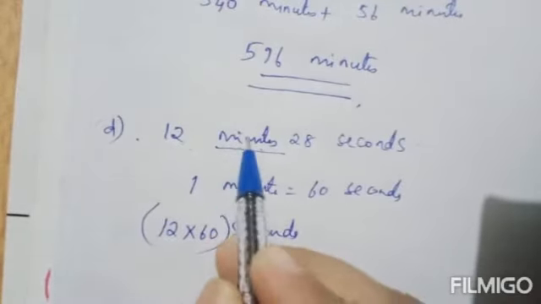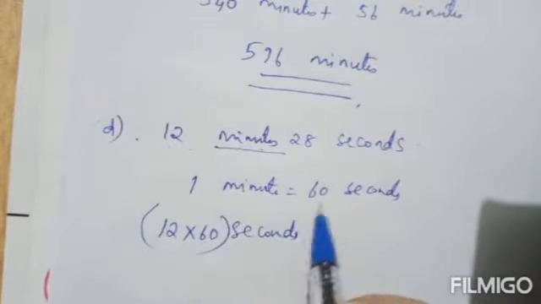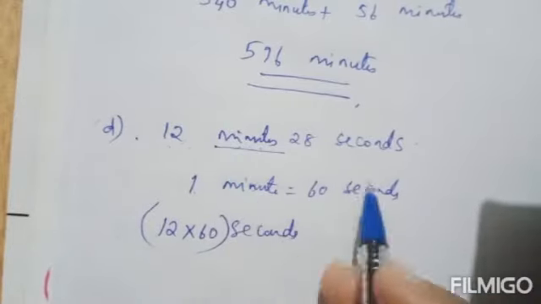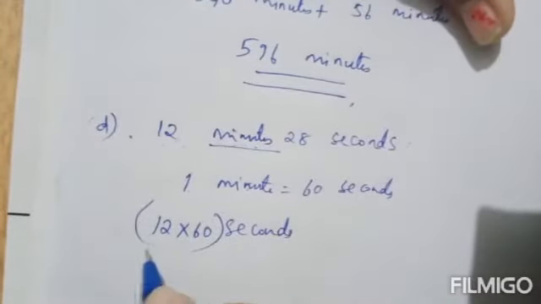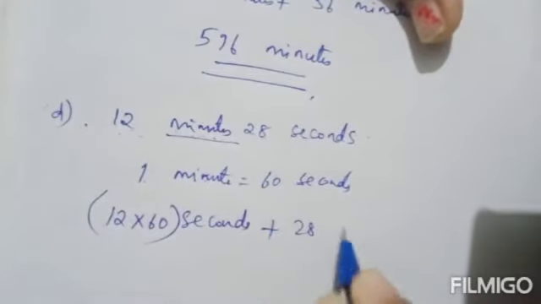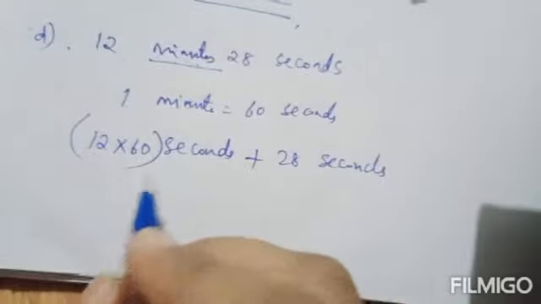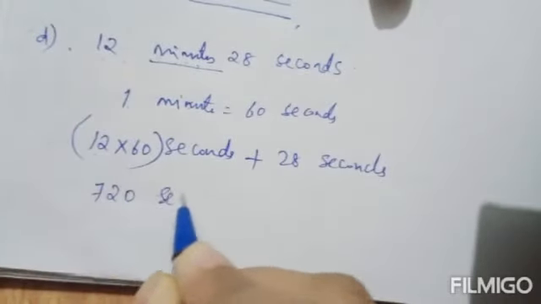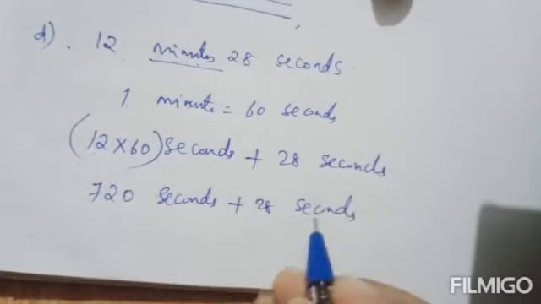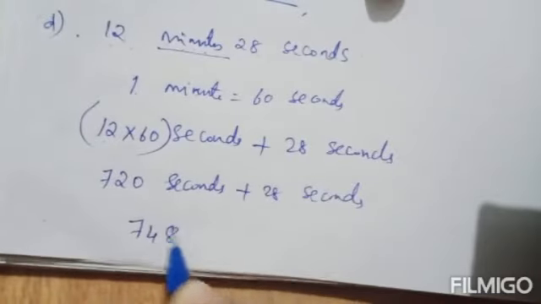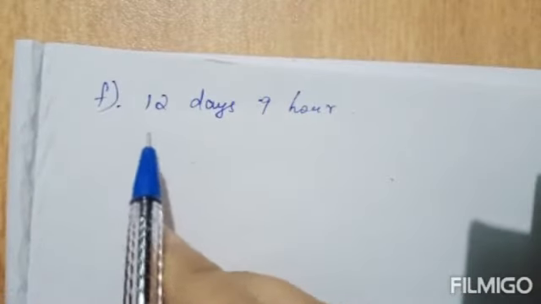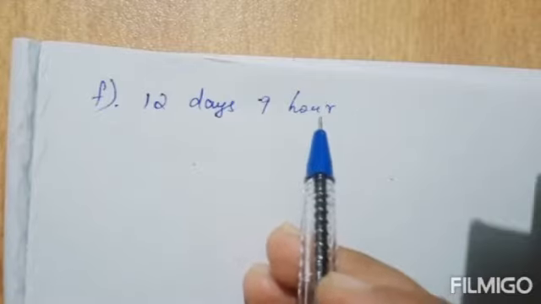In order to convert minutes to seconds, just multiply by 60. Okay, 1 minute equal to 60 seconds. So 12 minutes, it is 12 into 60 seconds plus this 28 seconds you have to add. Okay, now 12 into 60, it is 720 seconds plus 28 seconds. Now adding 720 plus 28, you will get 748 seconds. This is the answer.